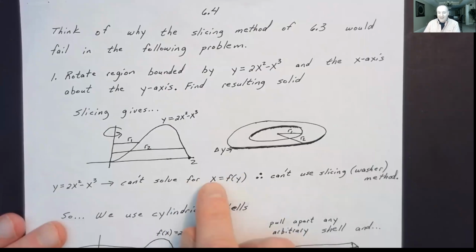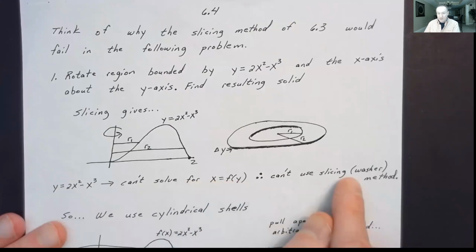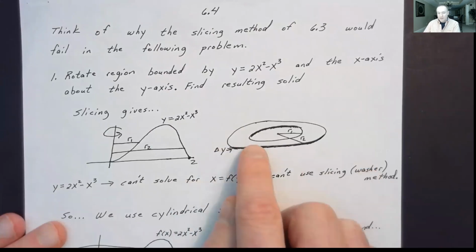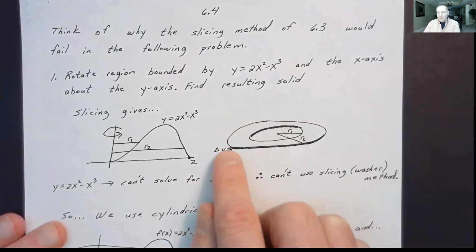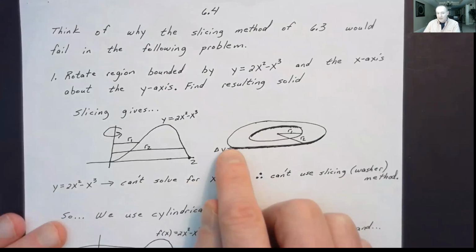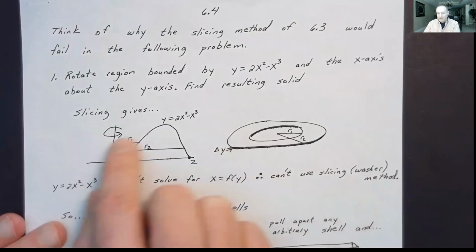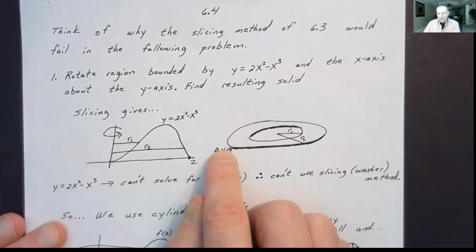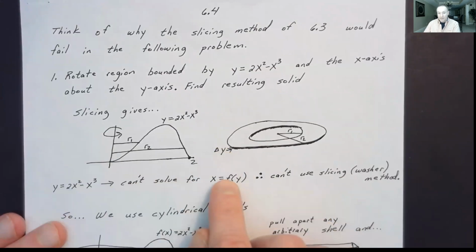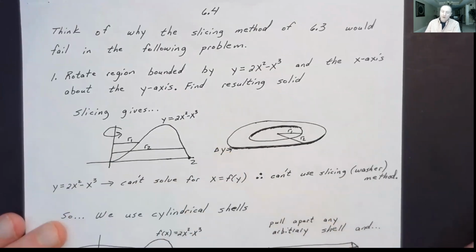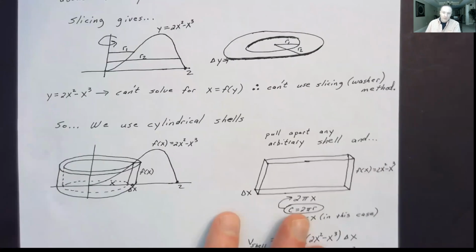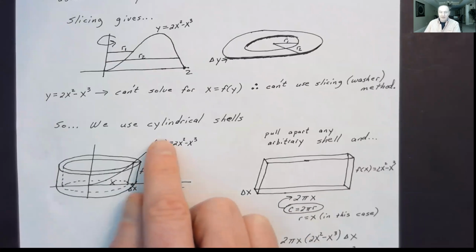So since you can't get x in terms of y alone, we're not going to be able to use the slicing method. And the slicing method would be the washer method in this specific instance. Because in order to use the slicing method about a vertical axis of revolution, you would have to get your relation in terms of y. We can't do that. So slicing, not even an option. I say, well, we're going to use cylindrical shells instead.